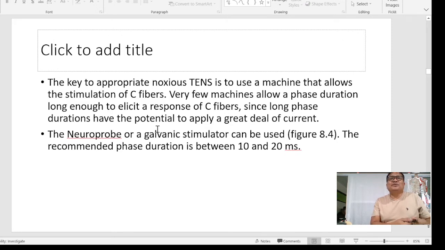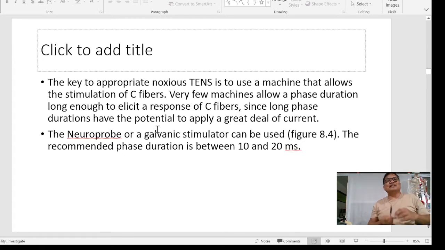So, but very few machines allow a phase duration long enough to elicit response of C fibers. Since long phase duration have potential to apply great deal of current, maura na siya. Kaya dapat taas gid siya ang imong kuan. Kaya siyempre ang pain sensation taas na guna. Imo pa gina siyang labuan.